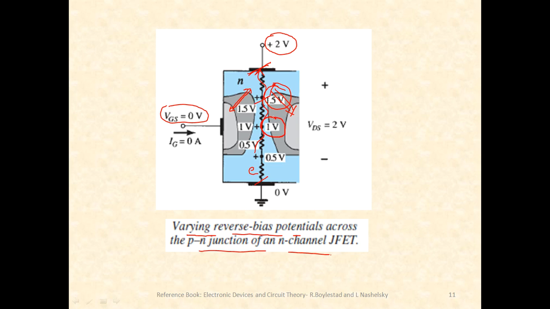Further, the voltage drop is 1 volt. Further, it is 0.5 volts. So in that way the voltage gets dropped, and finally here it will be 0. Okay, fine.